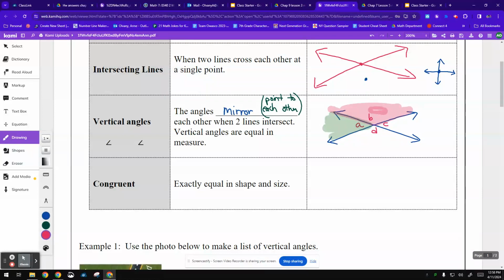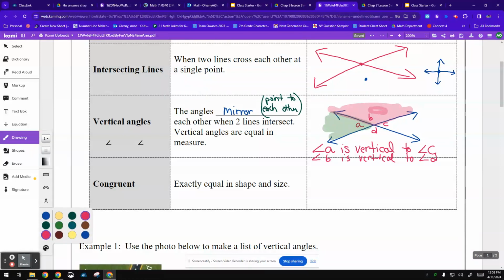Exactly. So we're going to write angle A is vertical to angle C. Okay. And then I also heard Quinn give two others. B and D are also. So angle B is vertical to angle D.